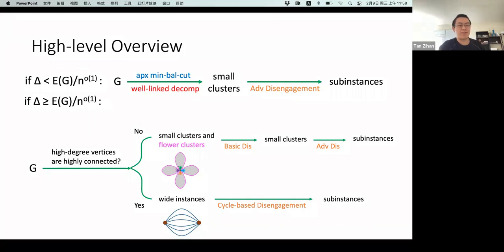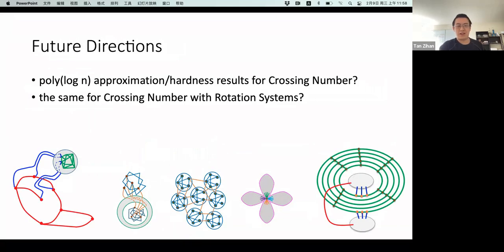So this is basically the second part of the talk. And as a summary, we have an n to the little 1 approximation for the crossing number with rotation system, which combined with the first result gets us an n to the little 1 approximation for the crossing number problem. And for some future directions, maybe the most important one is still whether or not we can reduce this n to the little 1 to polylog, or whether or not we can prove stronger hardness results. And also, what about the crossing number with rotation system problem?